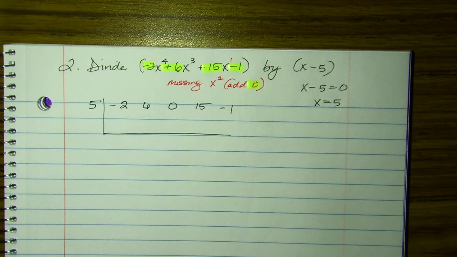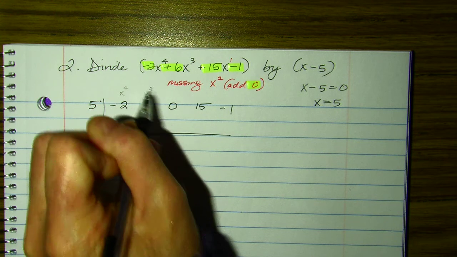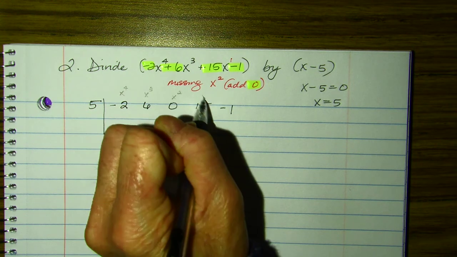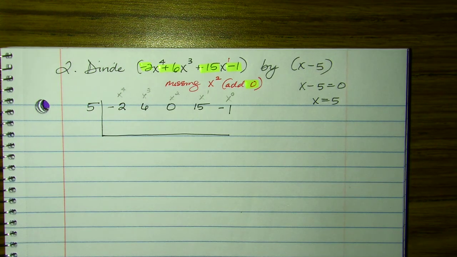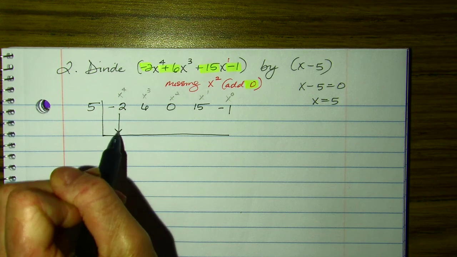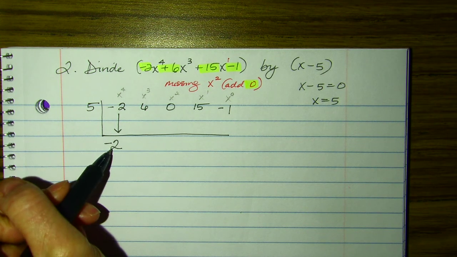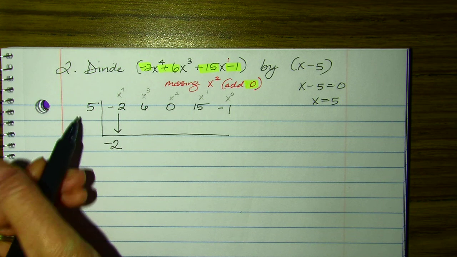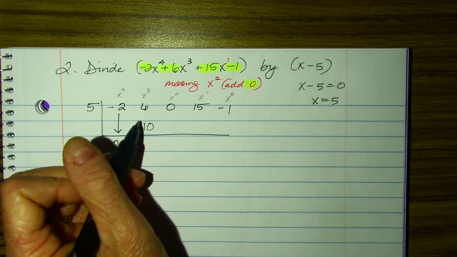So let's go over why I did that. This represents x to the 4th. This is x cubed. This is for x squared. This is x to the 1st. This is your constant, where x is actually technically to the 0th power. So they're in order. Bring the first number below the bar. Now multiply that number by the number on the outside. So -2 times 5 is -10. Now add to come down.